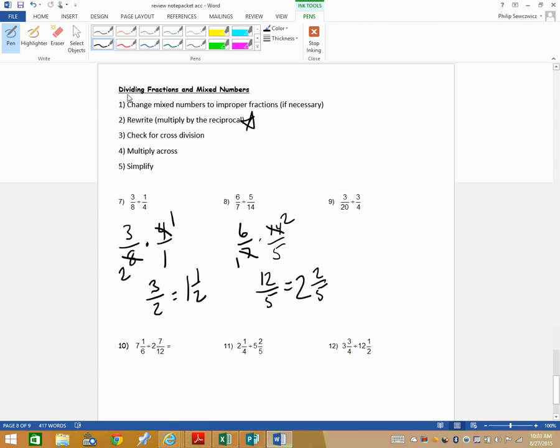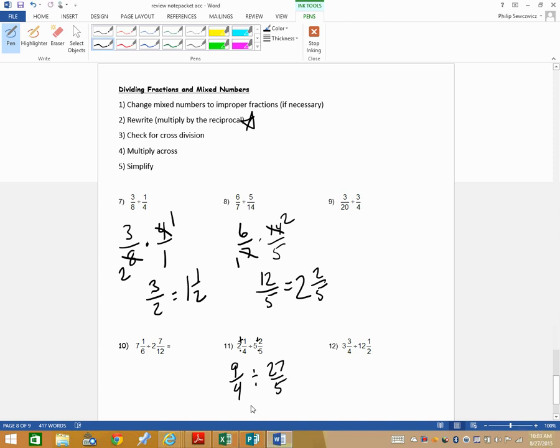So now, because we have mixed numbers, we do need to change to improper fractions. So remember, it's a multiplication followed by some addition. So 4 times 2 is 8. 8 plus 1 is 9. So it is 9/4 divided by, and again, I haven't gotten to step 2 yet, which is why I'm not rewriting. 5 times 5 is 25, plus the 2 is 27, so it is 27/5. Okay, first step done.